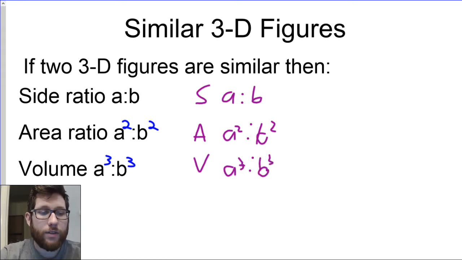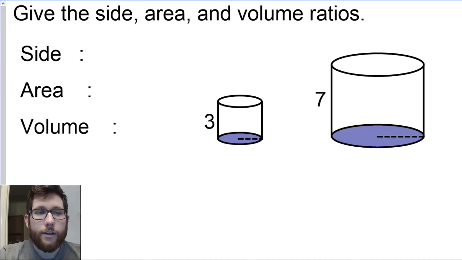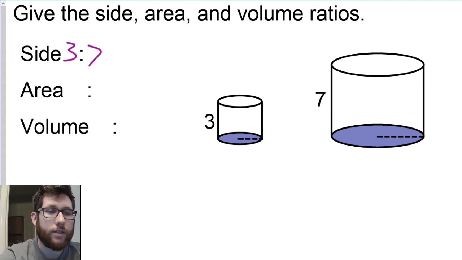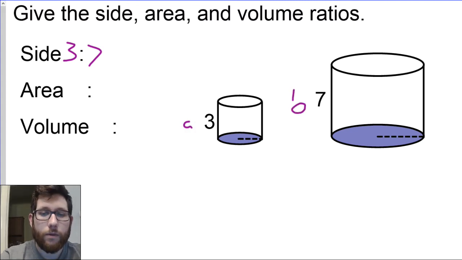Now I'll show you how these problems work. It's really quite simple, so let's take a look. So this one, we have two similar cylinders. They want the side, area, and volume ratio. So what I'm going to do is set this thing up. My side ratio is just 3 to 7. This is my A number. This is my B number.